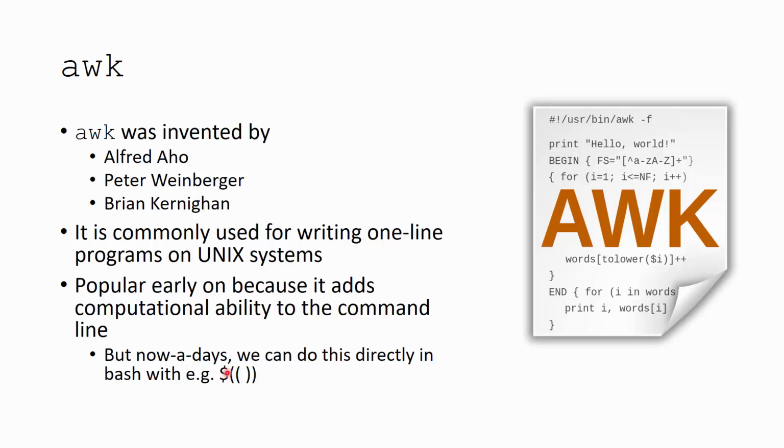Nowadays with bash we have these operators, the $, double parentheses, that we can just do arithmetic directly in. But before those were added to the shells, awk was kind of the only way to do this easily and simply. You still find a lot of examples for awk online, so it's nice to be able to know how it works and what it does, or at least to get a little example of it.